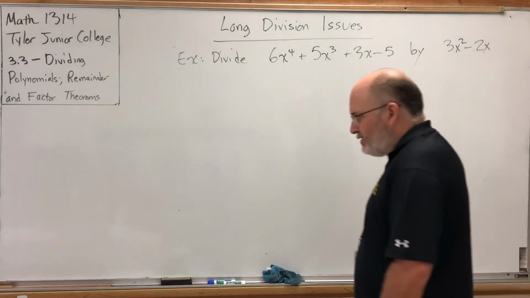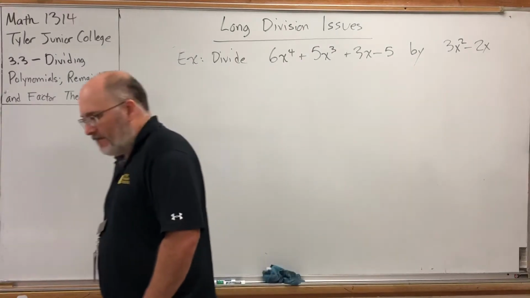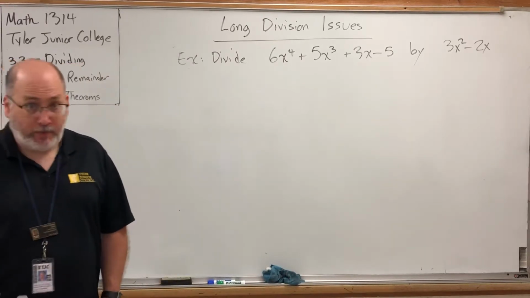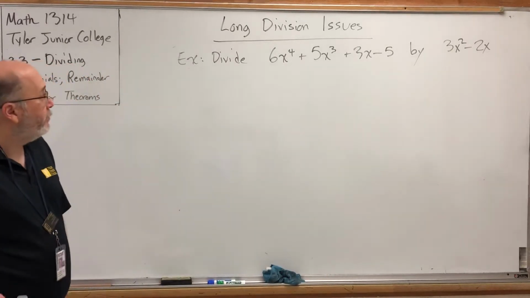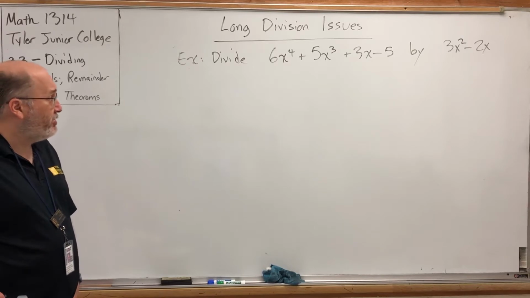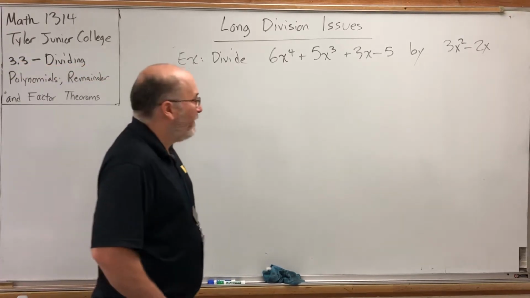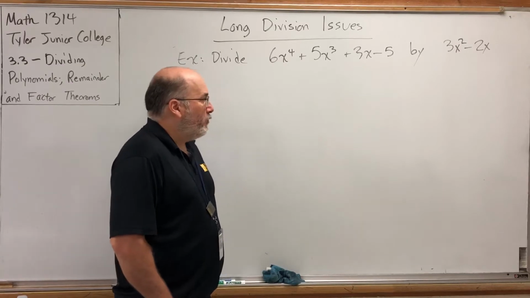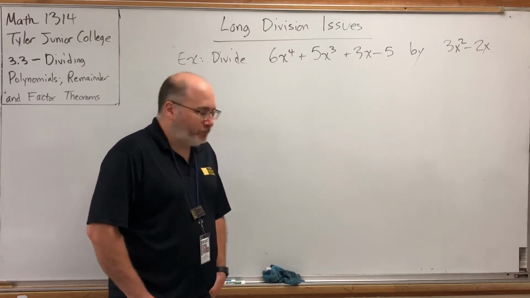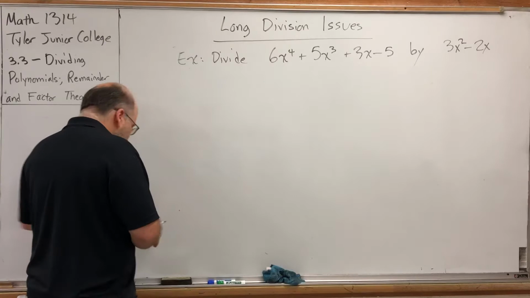However, long division has some issues, and I've managed to find an example that covers both of them. For example, we're going to divide 6x to the fourth plus 5x to the third plus 3x minus 5 by 3x squared minus 2x. So what are the two issues?